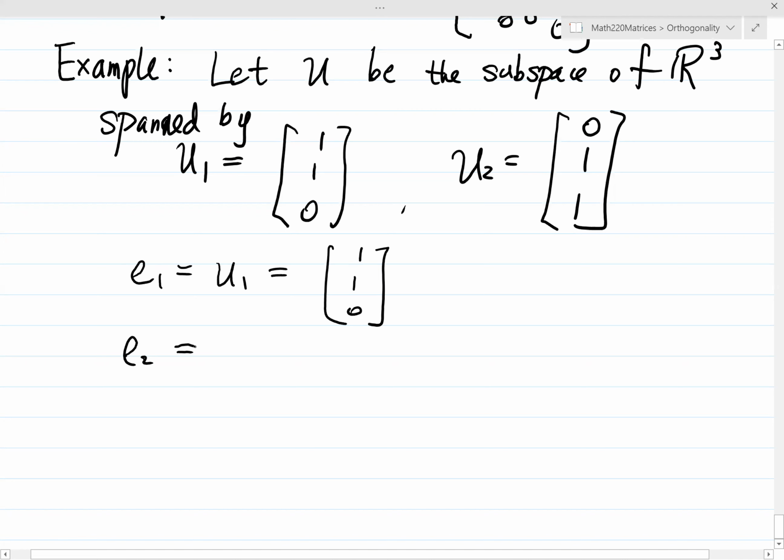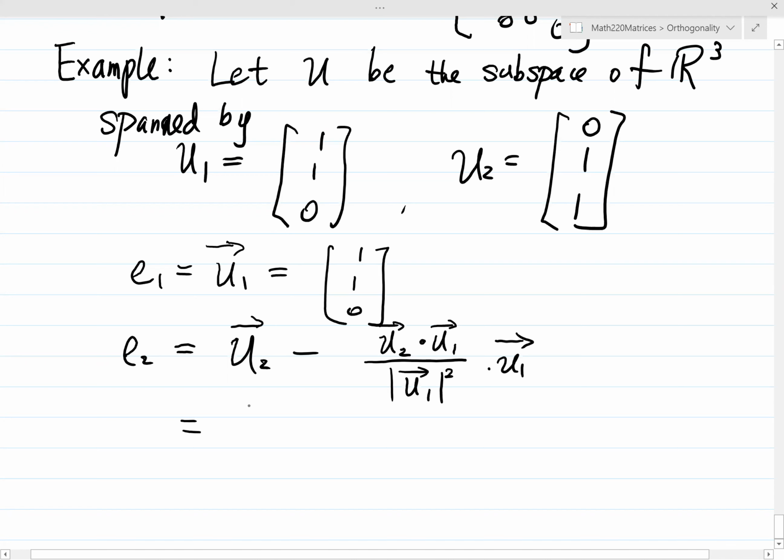Now we subtract from U2 the projection of U2 onto the vector U1. This will be U2 dot product U1. Now we know how to do that, according to the projection of a vector onto another vector.